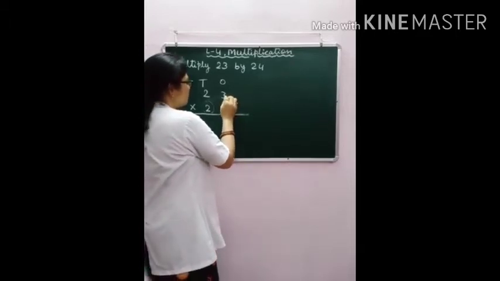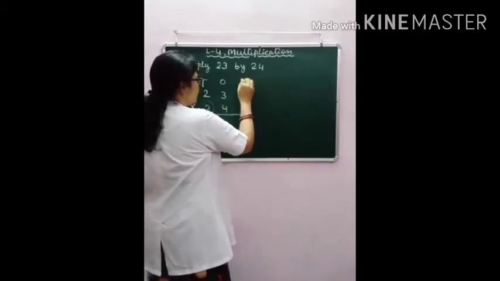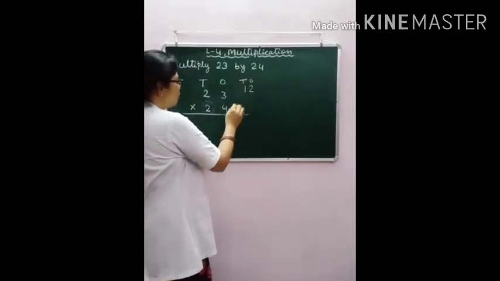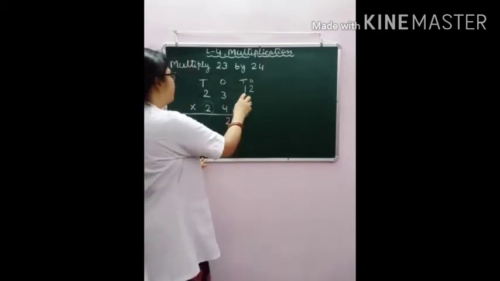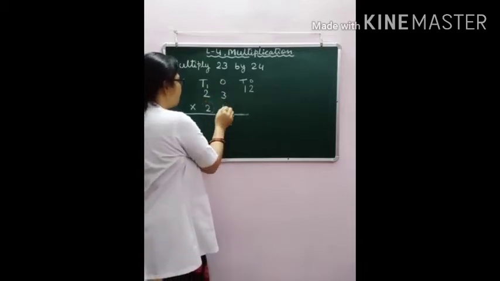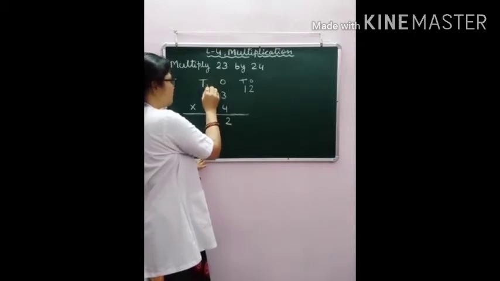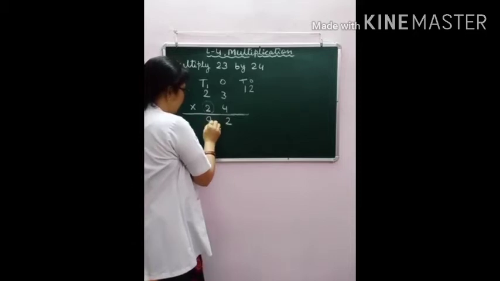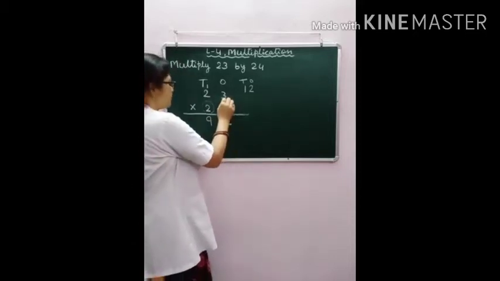4 3s are 12. In 12, 2 is at the ones place and 1 is at the tens place. So we'll write 2 here at the ones place. And 1 will be carried forwarded to the tens place. Now we'll multiply 4 by 2. 4 2s are 8. 1 plus 1, the number which is carried forwarded. So 4 2s are 8 plus 1, 9. Now our multiplication by 1 digit is over.